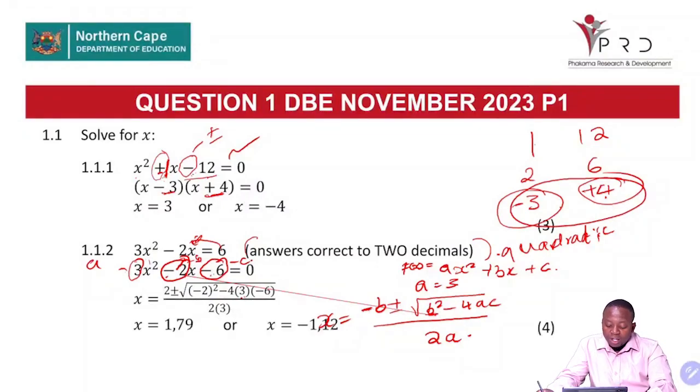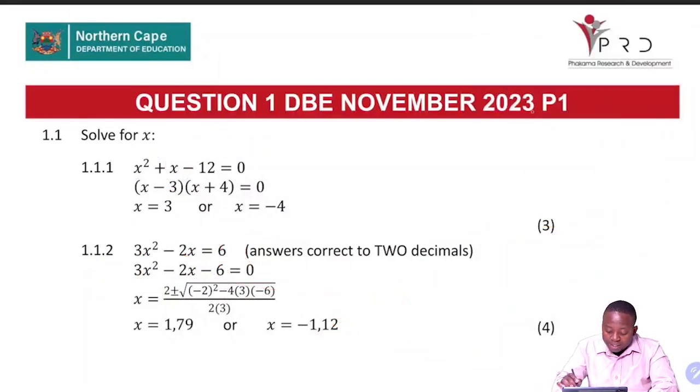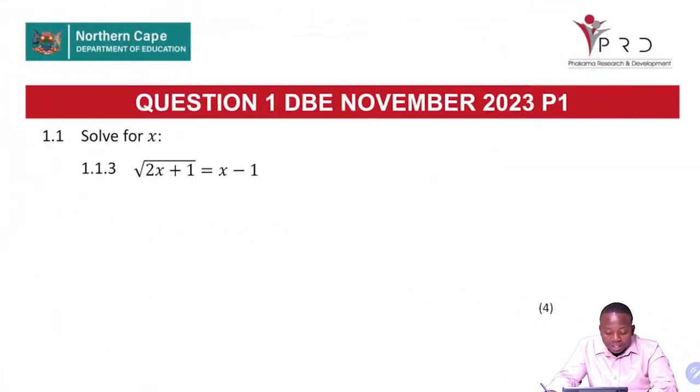all over 2a. We press our calculator and we get our answers as x is equal to 1.79 or x is equal to negative 1.12. Remember, there's 2 decimal places. We have it as 2 decimal places as we have right there. Right. Let us proceed.